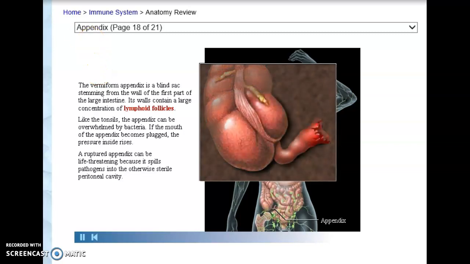A ruptured appendix can be life-threatening because it spills pathogens into the otherwise sterile peritoneal cavity. Surgical removal of the appendix and its spilled contents is required immediately. High doses of antibiotics are used to kill any remaining spilled bacteria.